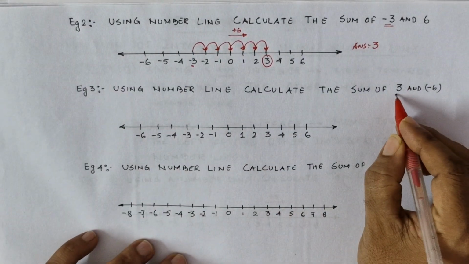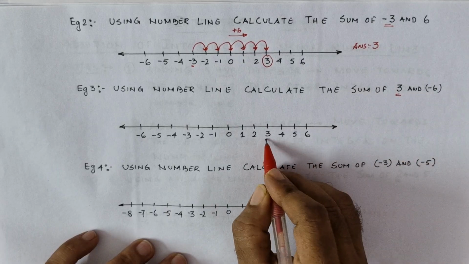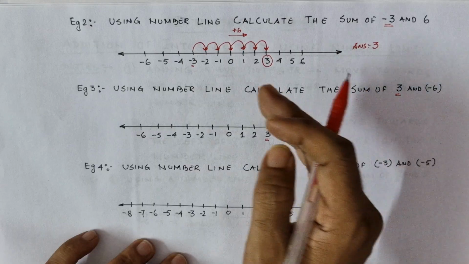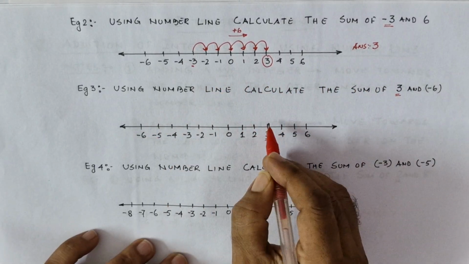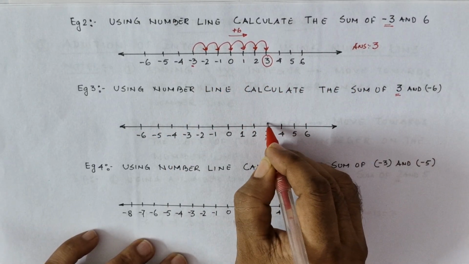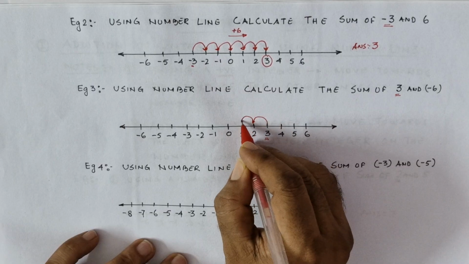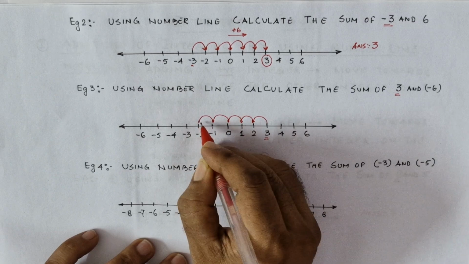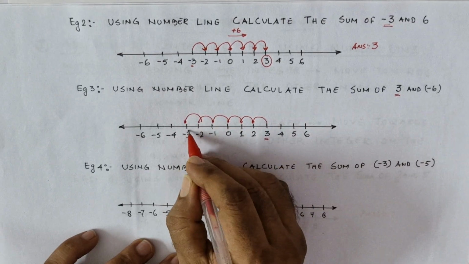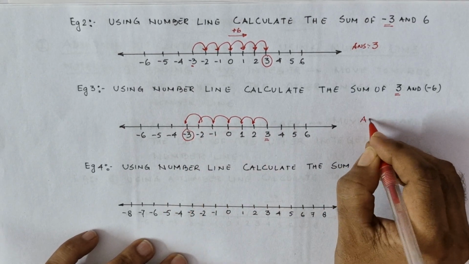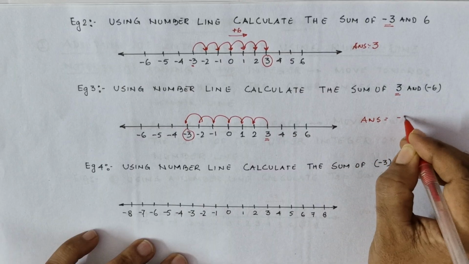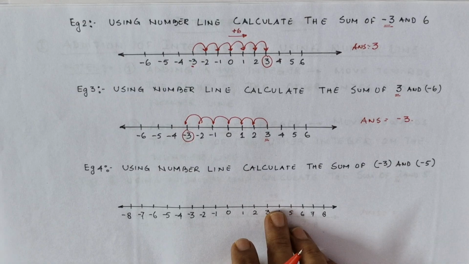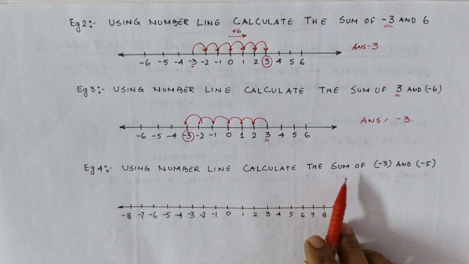So let us try to identify this one. So we have got it in the number line. So we have to add a minus 6 means we have to move towards the left of this. So 6 places to the left. So this is first, second, third, fourth, fifth and sixth. So we have reached here. So the answer will be minus 3. Got it?